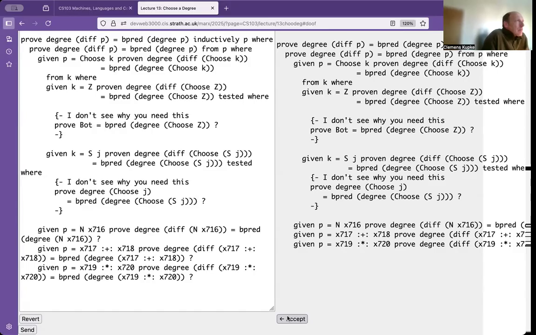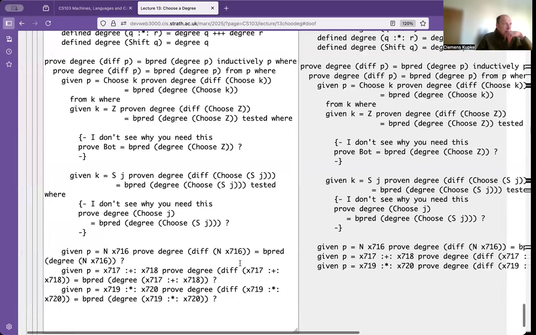Okay. It is worth it, even though this kind of becomes revision for last week's tutorial. But yeah, you notice, by the way, that it didn't even generate a goal for the shift case. And that's because we really did say shift does nothing with degree. So the goal just turns into the induction hypothesis and Ask doesn't bother us with it.